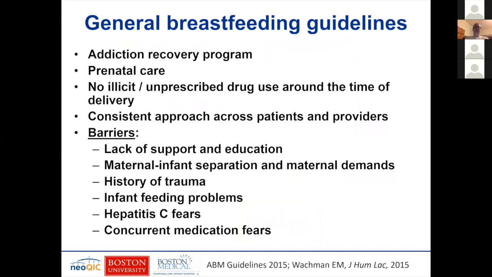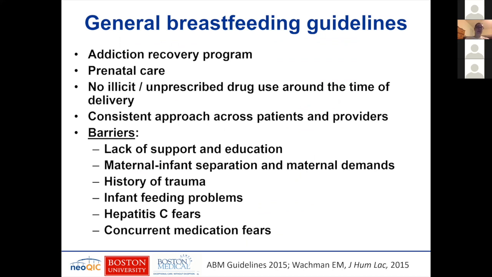Also important to understand the barriers that mothers have to breastfeeding. Of our eligible moms, only about two-thirds of them actually choose to breastfeed. Some of them have additional barriers with maternal-infant separation. Many of these women have a history of trauma.